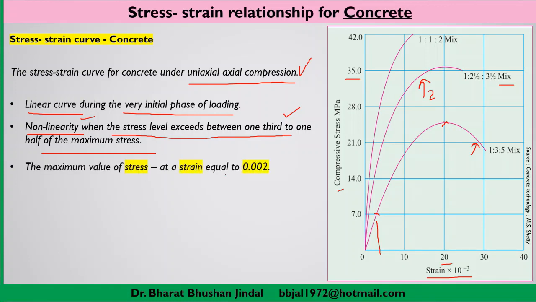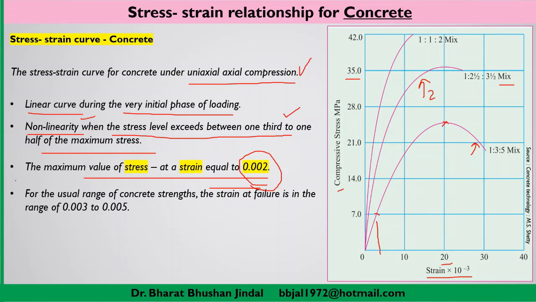Another important point which we have to keep in mind is that whatever the maximum value of stress, in each curve you will find the peak value of that stress strain graph for different grades of concrete. The maximum value of the stress will correspond to a strain of 20 into 10 raised to power minus 3, or you can say when the strain is equal to 0.002, the corresponding value along the stress axis is the maximum value of the stress.